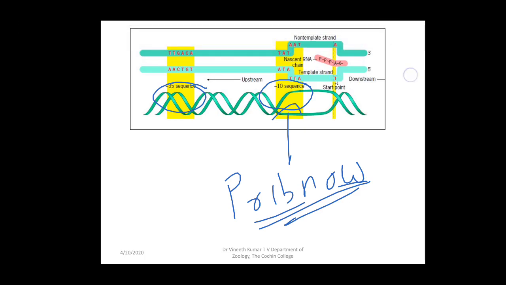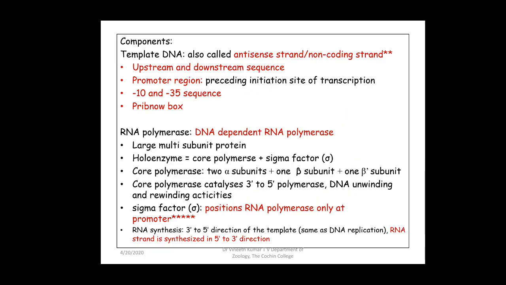So moving back to our discussion. We discussed the template DNA, the upstream sequence, the promoter region, etc., and -35, -10, and the Pribnow box. Coming to the RNA polymerase, it is also called a DNA-dependent RNA polymerase. From the term itself, it is clear: this polymerase takes DNA as the substrate and synthesizes an RNA, and hence the enzyme is depending on DNA and producing an RNA. Hence it is called a DNA-dependent RNA polymerase.